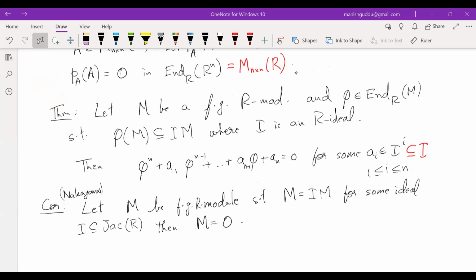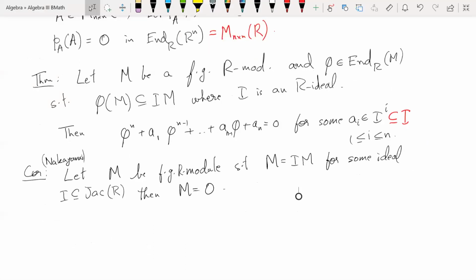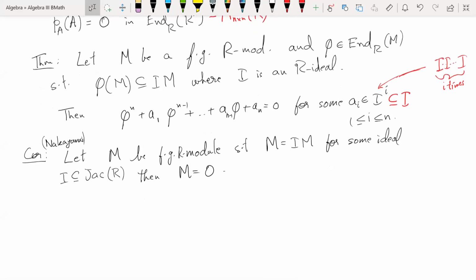What is that I^i? I is an ideal, so I times J, you know. So it's I multiplied by itself that many times. Yes, this is what it is. Now it is clear that it will be contained in the ideal I. I times J is contained in both I and J, so it is contained in the intersection.